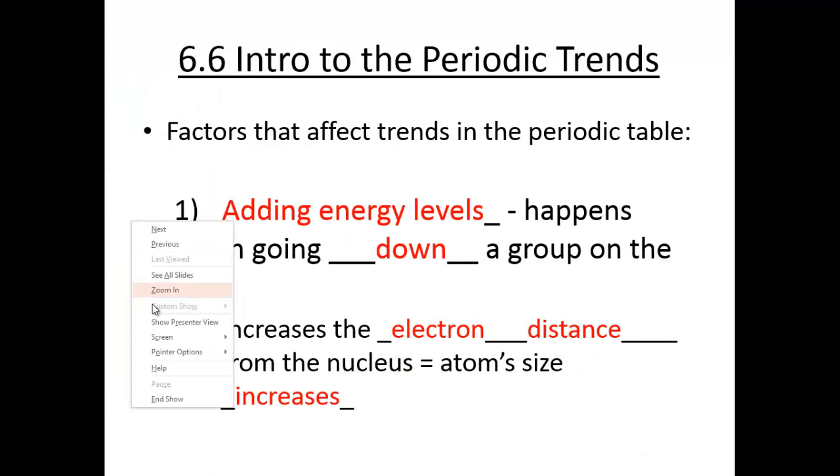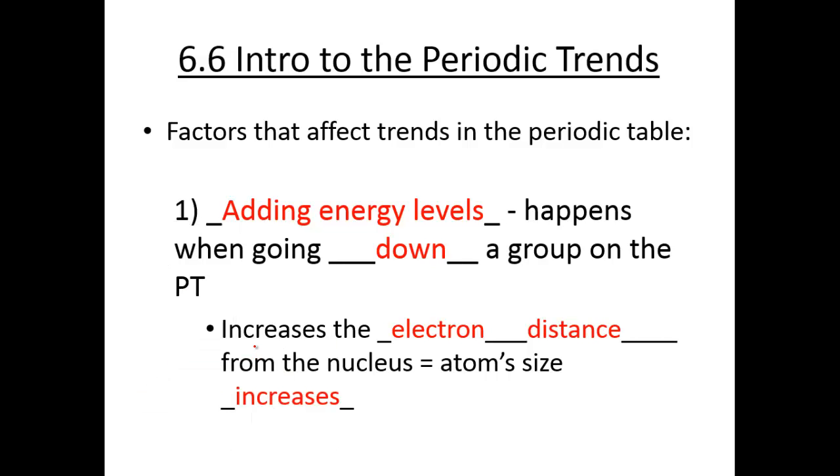We're going to start into section 6.6 in your notes. We're going to be looking at trends of the periodic table today. What we're going to look at with trends is, as one thing changes, how does something else change? We're going to use this to relate some ideas of the PT coming up.